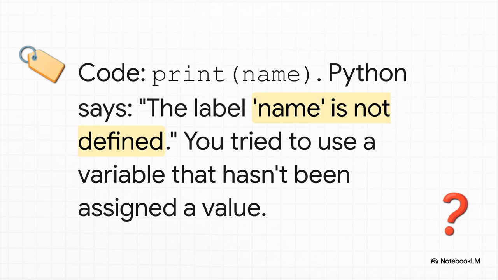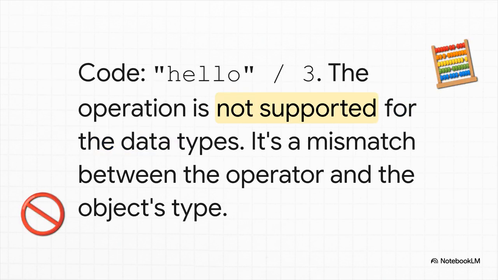It's Python telling us, hey, you asked me to find the box with the label name on it, but I've looked everywhere and it just doesn't exist. It means we either forgot to create the variable or more likely, we just have a typo. It's a missing label problem, pure and simple. Next up, the type error.